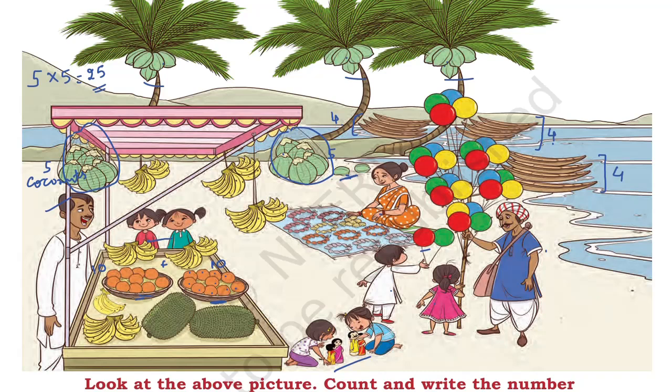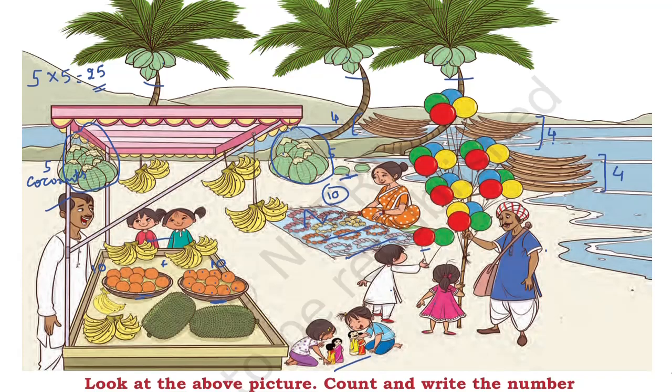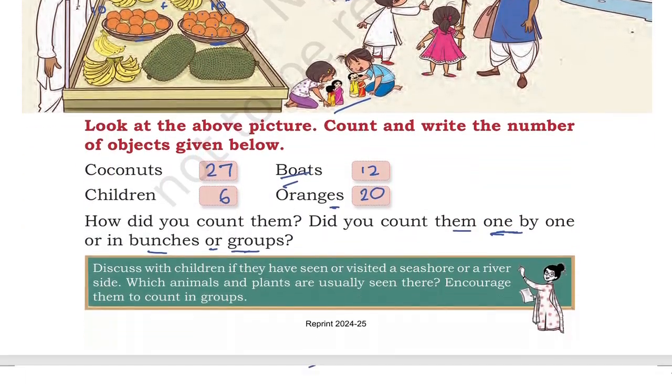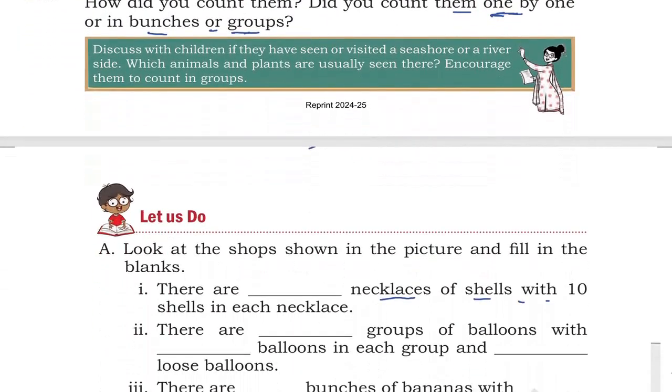Now let's check how many total necklaces there are. 3, 3 plus 3 is 6, 6 plus 4. There are a total of 10 necklaces that we see here, right? And these are the shells that she has collected. So I see a total of 10 necklaces. There are 10 necklaces of shells with 10 shells in each necklace.